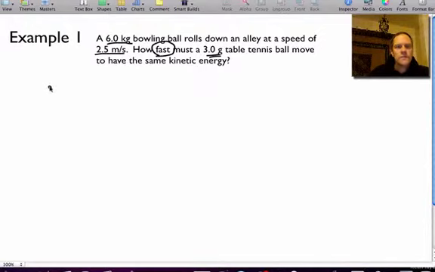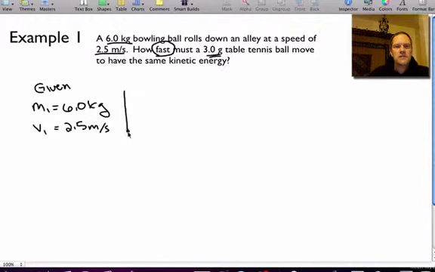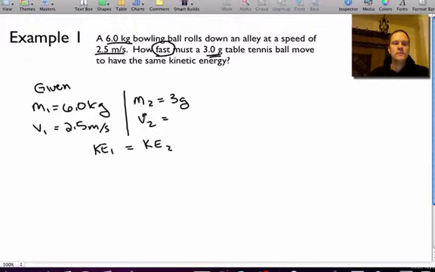So we have, given, two different masses, so let's call it M1 is 6 kilograms. V1 is 2.5 meters per second. And then I'm going to make another little column here. M2 is 3 grams. V2 is what we are looking for. And we want both of these kinetic energies, kinetic energy 1 equaling kinetic energy 2. So let's see if we can work through this.